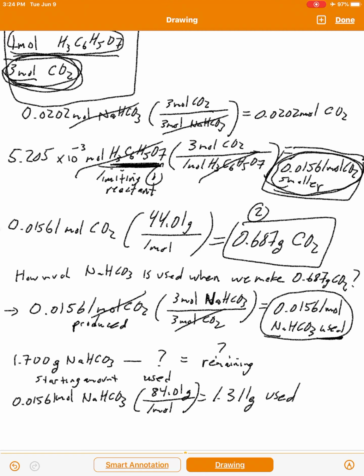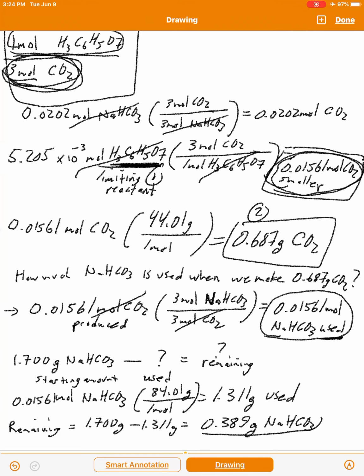So the amount remaining would be what we started off with, 1.700, minus the amount that we used, 1.311 grams. And that looks like, was that 0.389? You can check that on your calculator. Something like that. And there's our answer.